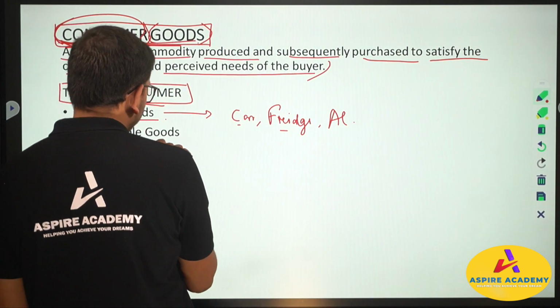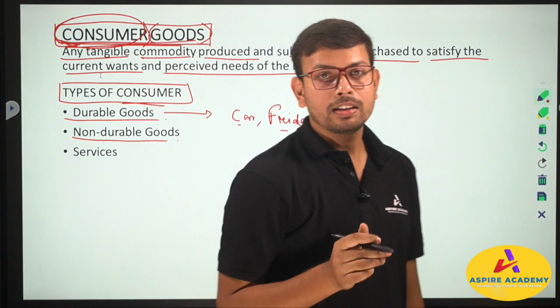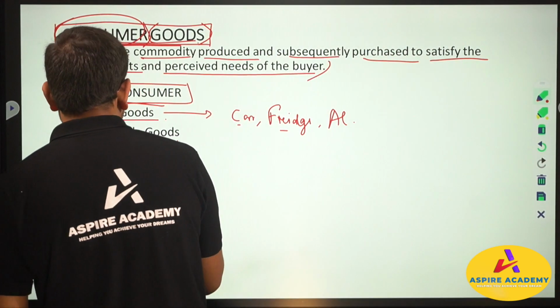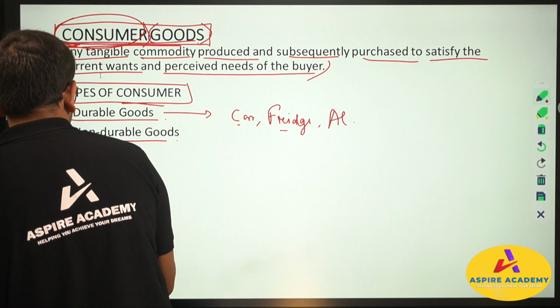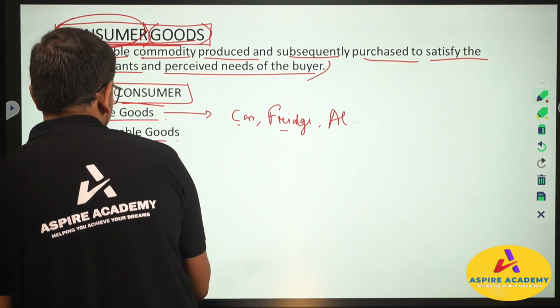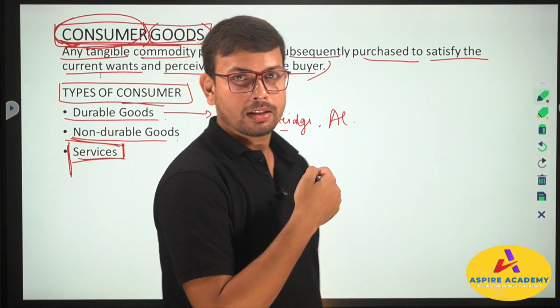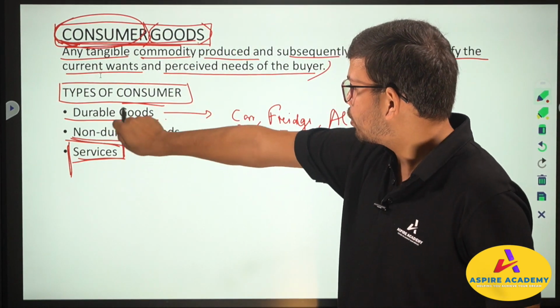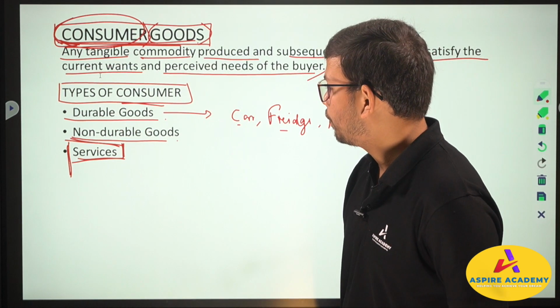What is the non-durable goods? Non-durable goods are the food items that we consume. Okay, and the last is the services. So now you might have a question. What is this service? We are studying about goods, right? So why is service included in the types of consumer good?